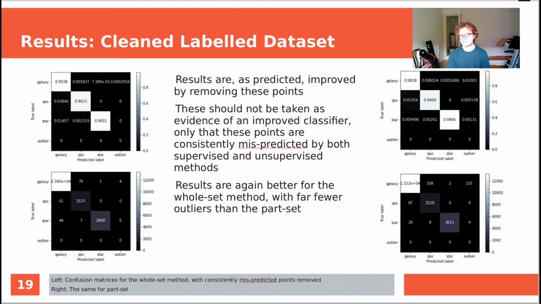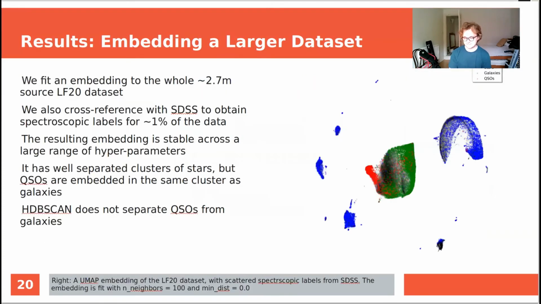The results for the clean data are predictably better, and again, better for fitting to the whole data set, but this isn't necessarily evidence of an improved classifier, only of a cleaner data set. We now try fitting an embedding to the whole of the 2.7 million point data set. We again source from the Sloan Digital Sky Survey spectroscopic labels for about 1% of the data, which is the colorful points you can see scattered on that 2D histogram on the right.